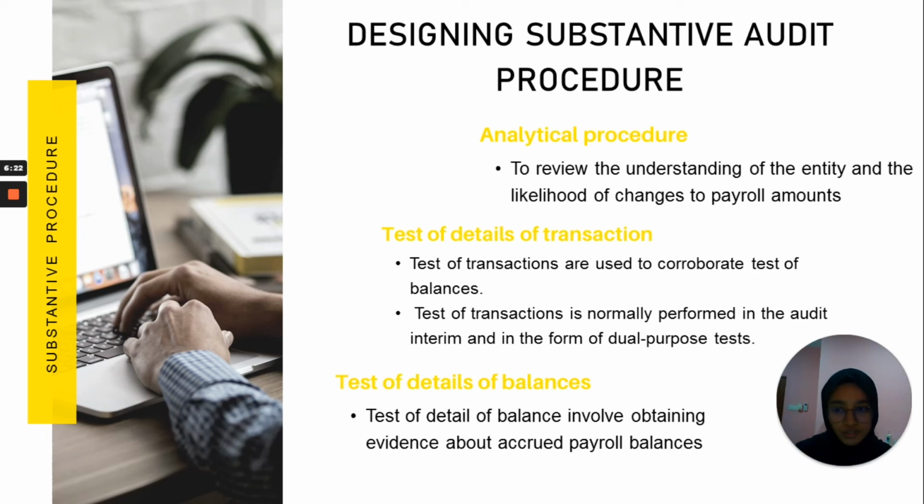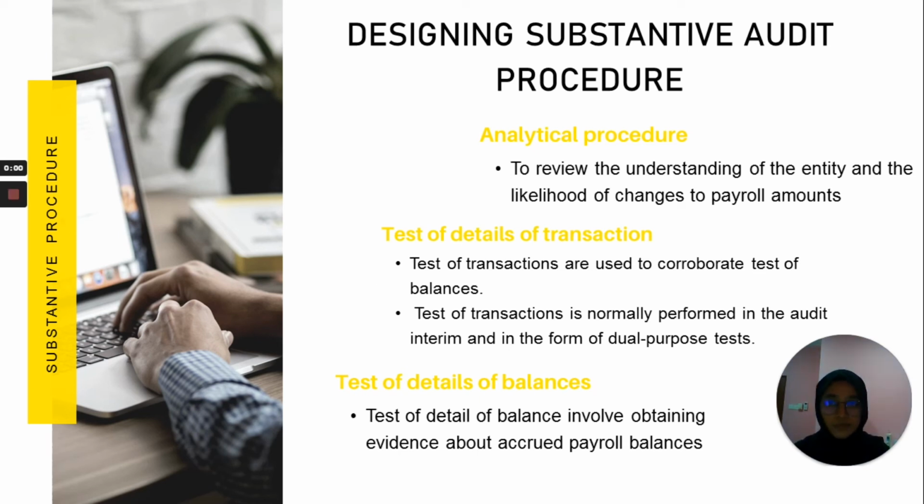average interest rate. Also, a simple analytical procedure for payroll is to review the understanding of the entity and the likelihood of changes to payroll amounts, and to determine any fluctuation in payroll amounts between this year and the previous year. And the third one is to determine the ratio for average wage per employee, and some changes may be due to a rise in wage rates for the current year.